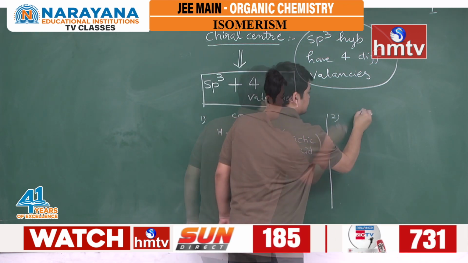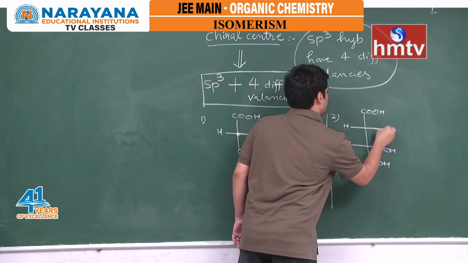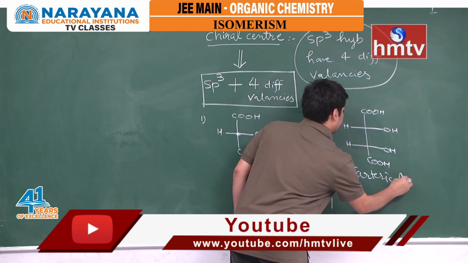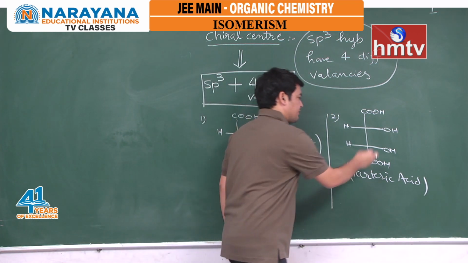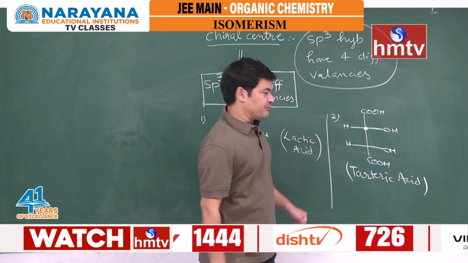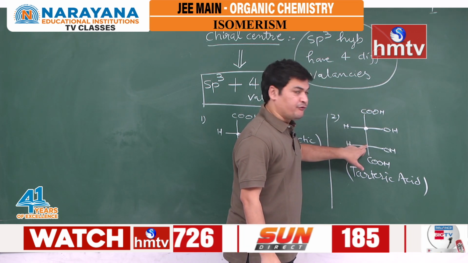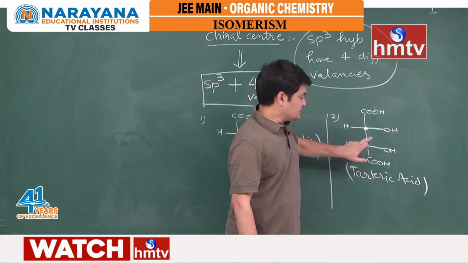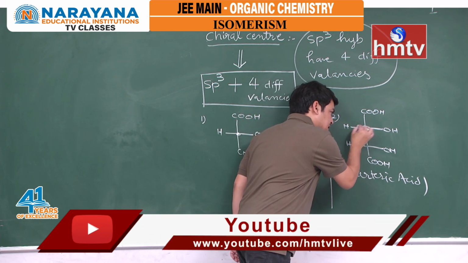Second example, COOH, HOH, HOH. This is tartaric acid, again an important example of optical isomerism. In this tartaric acid, if I consider this carbon, it is sp3 hybridized and has 4 different valencies: one H, one OH, one carboxylic acid, and the 4th valency is different from the rest of the 3, because this is the carbon having HOH and carboxylic acid. So this carbon is a chiral center.